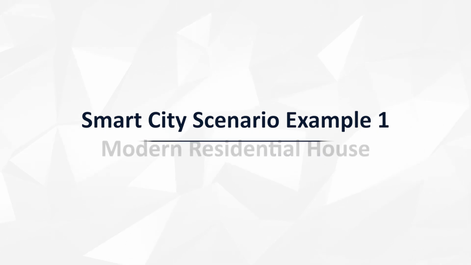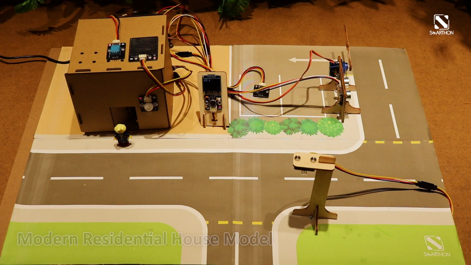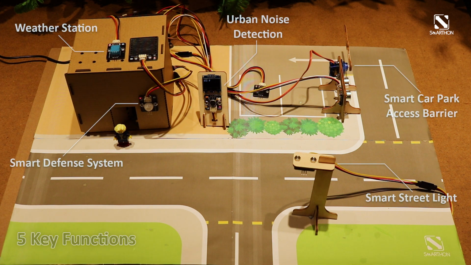Scenario 1. Modern residential house. It is a modern residential house model, aimed at achieving high living standard of the citizen. There are 5 key functions in this smart city.